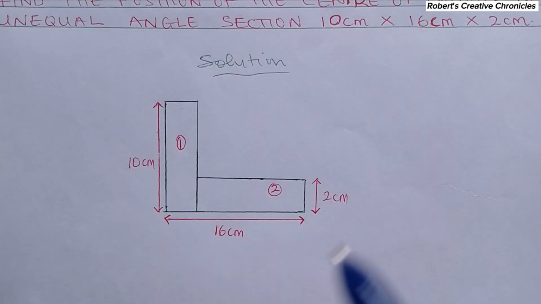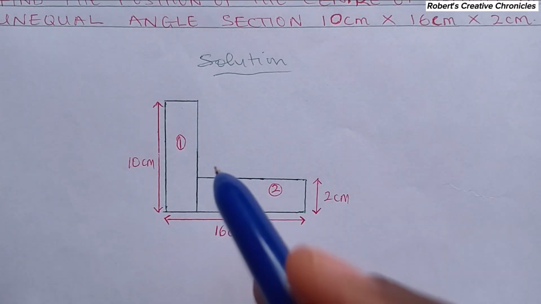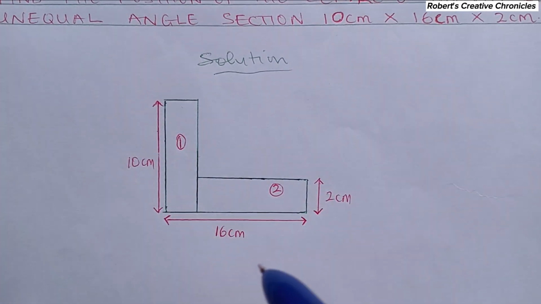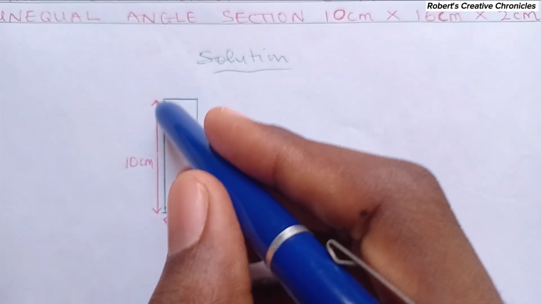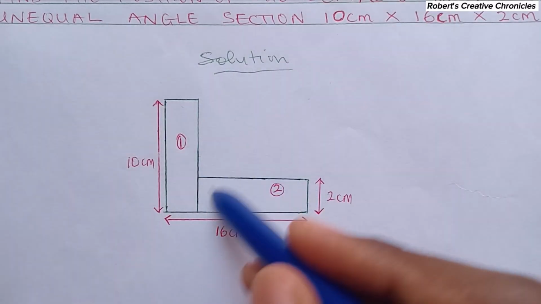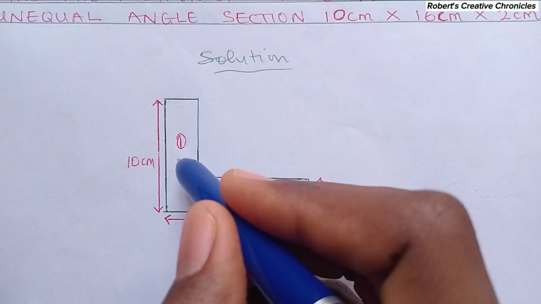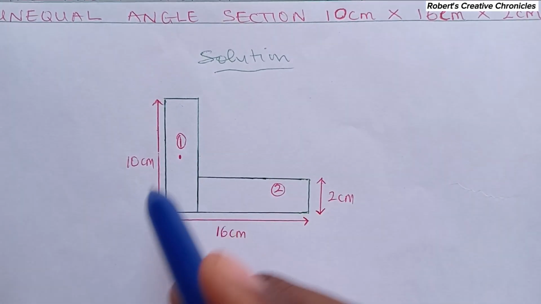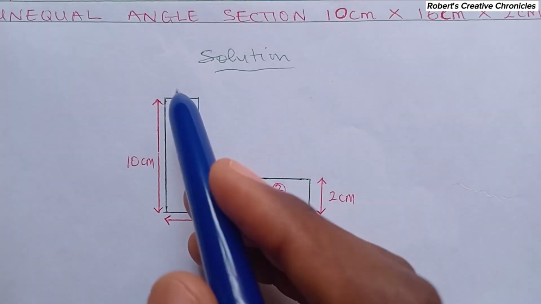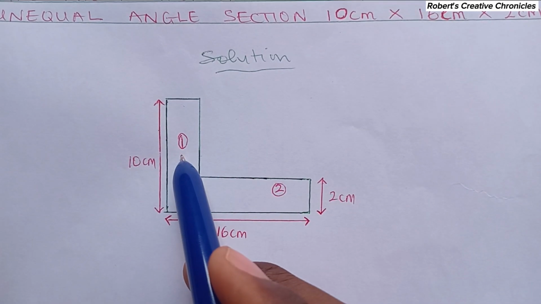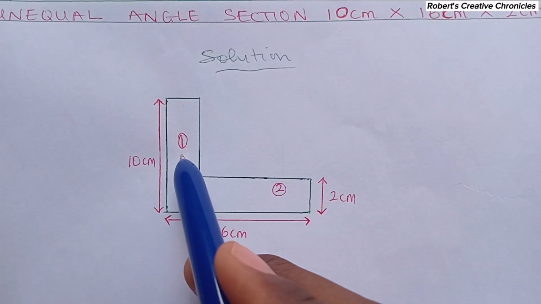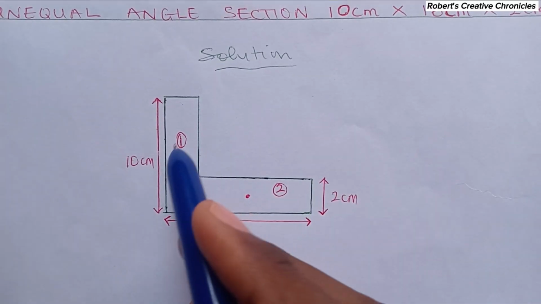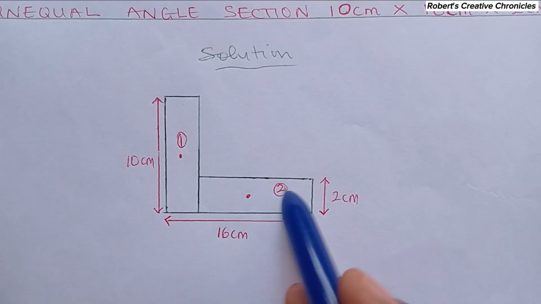The first step is to use the method of moments to find the center of gravity of this shape. First, we locate the center of gravity of this first rectangle and also this second one. The center of gravity of this rectangle will be somewhere here. It will be half of 10, which is 5, and half of 2, which is 1. So it will be here at the center. We know that in a rectangle, the center of gravity is at the center. Also in this one, it will be here. So this is the center of gravity of this one, and this is the center of gravity of the second shape.